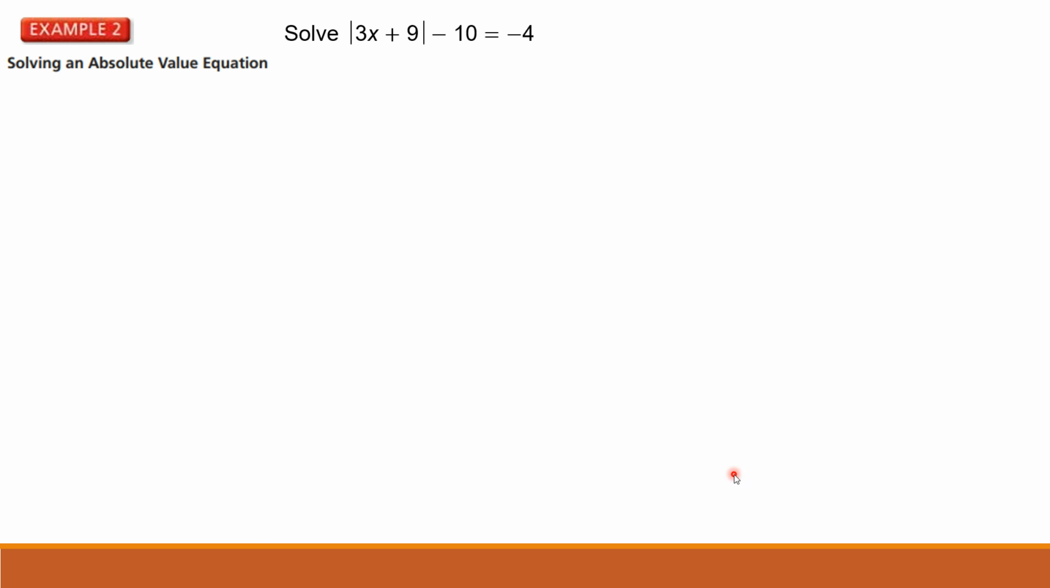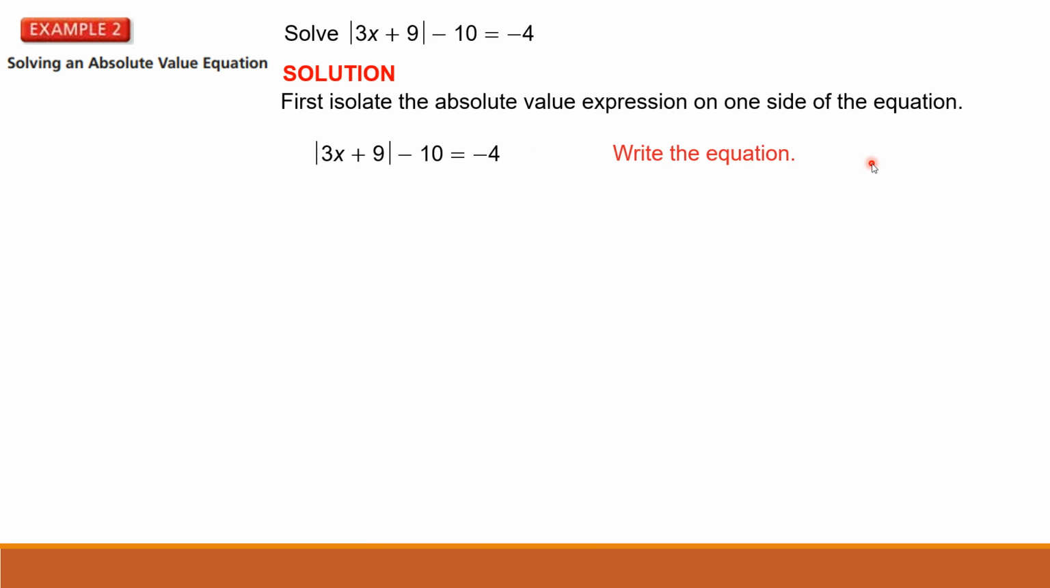Okay, our next example, this one does have multi-steps. So first of all, we need to get the absolute value expression, the bars, by itself. So we have to undo and use the inverse operation and add 10 to both sides. So writing the equation, we're going to add 10 to the right side, we get positive 6. And now we have only the absolute value expression on the left.